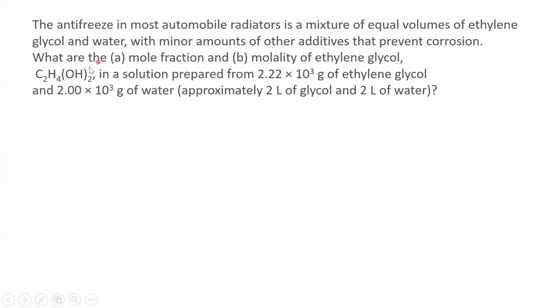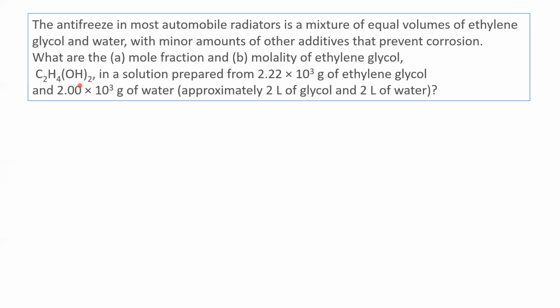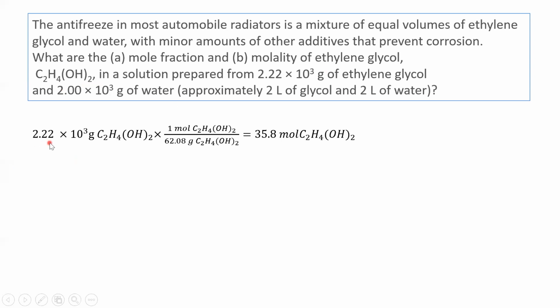Now to do that, we would need a periodic table and we'd have to calculate the molar mass for ethylene glycol. Now, I certainly wouldn't expect that you know the formula for ethylene glycol. It's given to you in the question, okay? So we'll do this one together. We have 2.22 times 10 to the third grams of ethylene glycol, and we want to convert it to moles. Well, if I use the periodic table and take carbon times 2 plus hydrogen times 4 plus oxygen times 2 plus hydrogen times 2, that would give me my molar mass. So the molar mass for ethylene glycol is 62.08 grams per mole. Okay, I'm just assuming, you know, that we know how to do that. We'll do a quick review of it. So 2.22 times 10 to the third grams is equal to 35.8 moles.